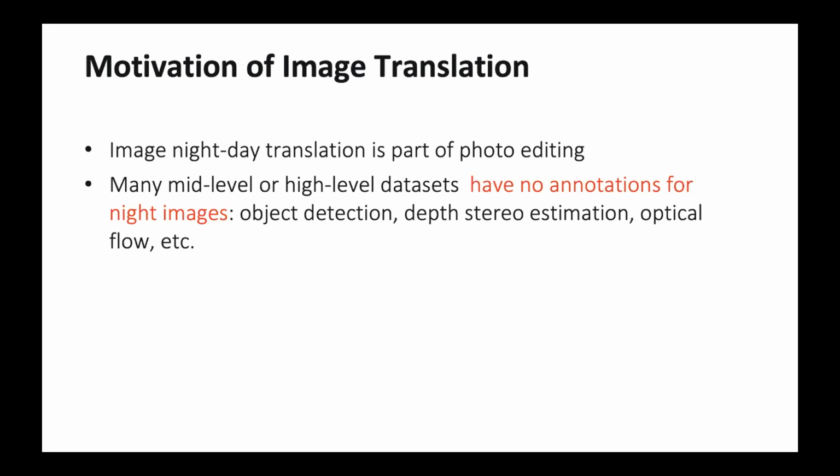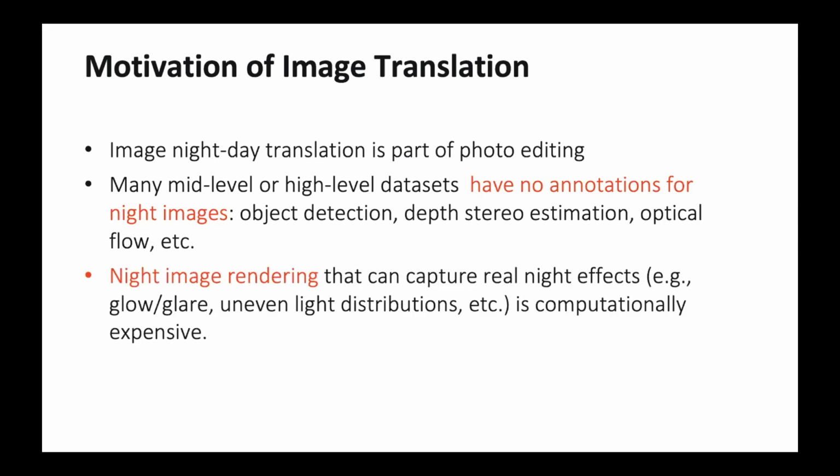So if you don't have the ground truth, how can we train the network? That's a big question here for high-level or mid-level data sets for nighttime. And the problem is that if we don't have a data set or ground truth, we can do the rendering, the synthesizing of the data. But nighttime image rendering that can capture real night effects like glow, glare, and even light distribution is computationally expensive. It's intractable to render night images.